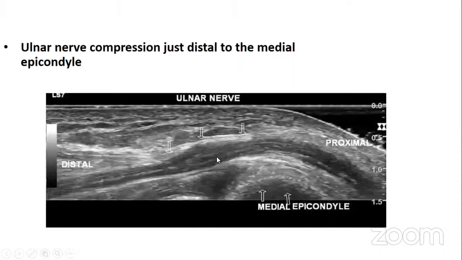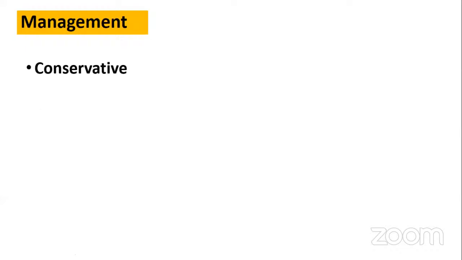Ulnar nerve compression: this is an ultrasound picture, taken again from a textbook. So there's the proximal portion, there's the medial epicondyle here, and you see the edema of the nerve as it goes distally here. So these are the things you appreciate in an ultrasound.